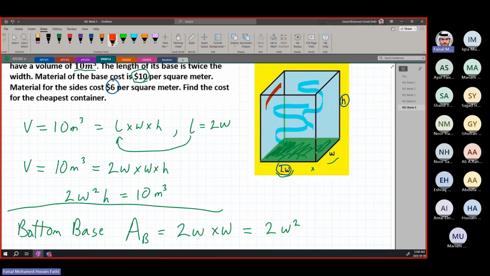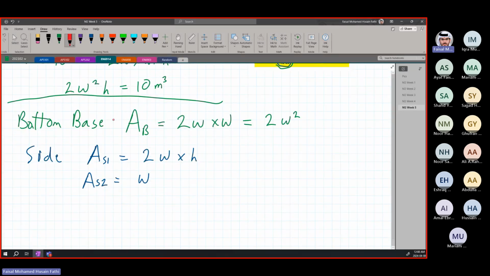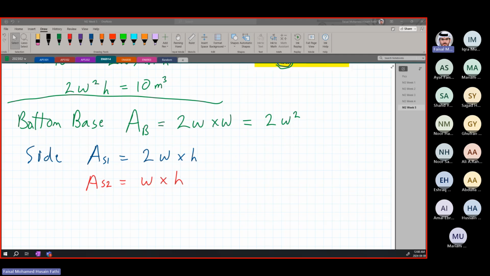These sides, the ones on the side over here. And this is the other side over here. These are 2W times height. Okay? So it is W. The area of side 2 is equal to W times height. These are the equations for all the areas that we know.